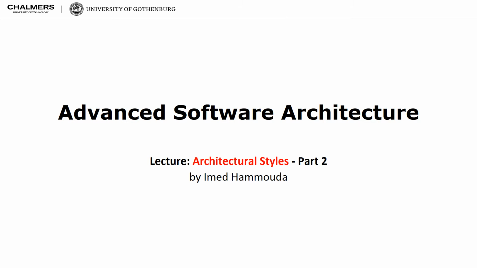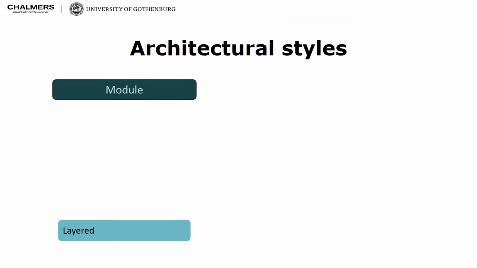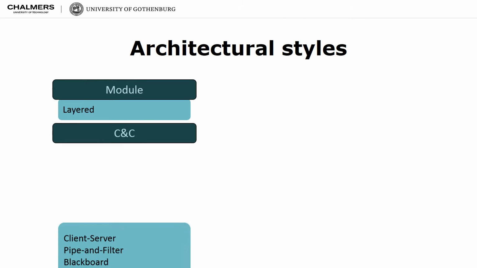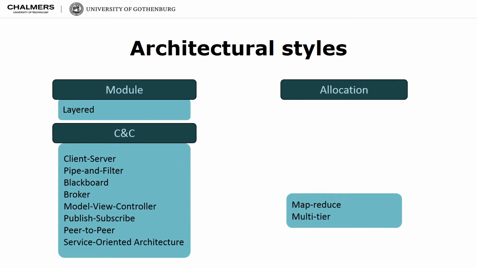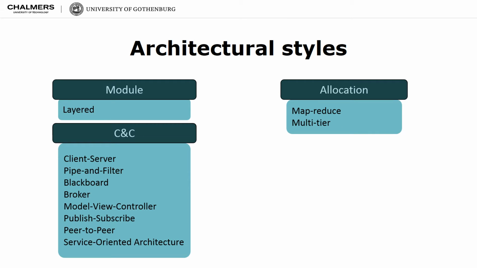This is a lecture on architectural styles, part 2. The catalog you see on the slide presents the architectural styles described in this lecture. Later videos of this lecture contain a brief description of each style, as well as guidance to help you choose the appropriate ones for your application.